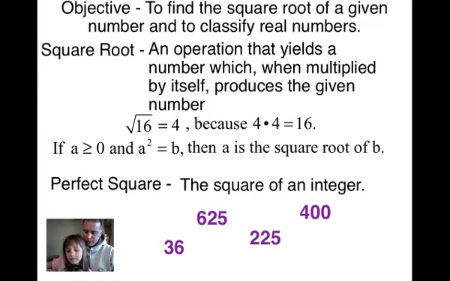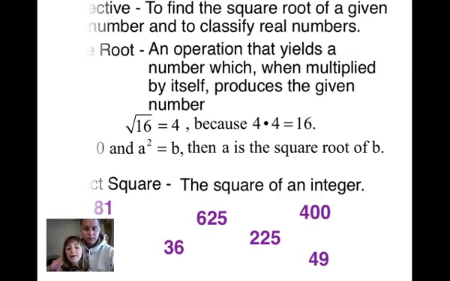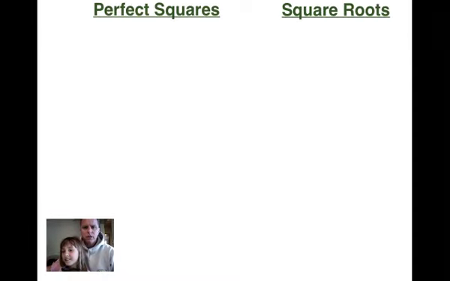36. Do you know what number times itself is equal to 36? We practiced those last week. 6. 6 times 6 is 36. Yes! And then we have 49. That's a perfect square because 7 times 7. And there's an infinite amount of perfect squares. 9 times 9. 81. Yep. So perfect squares.